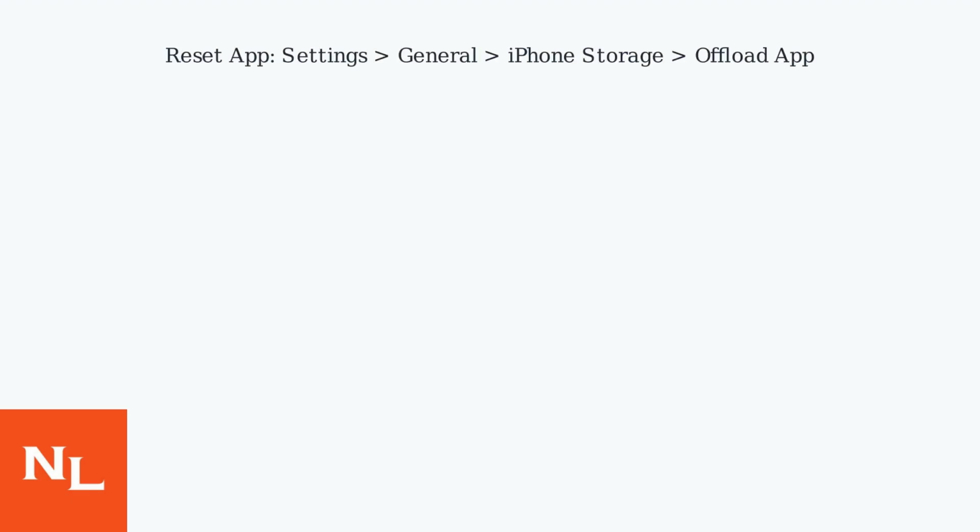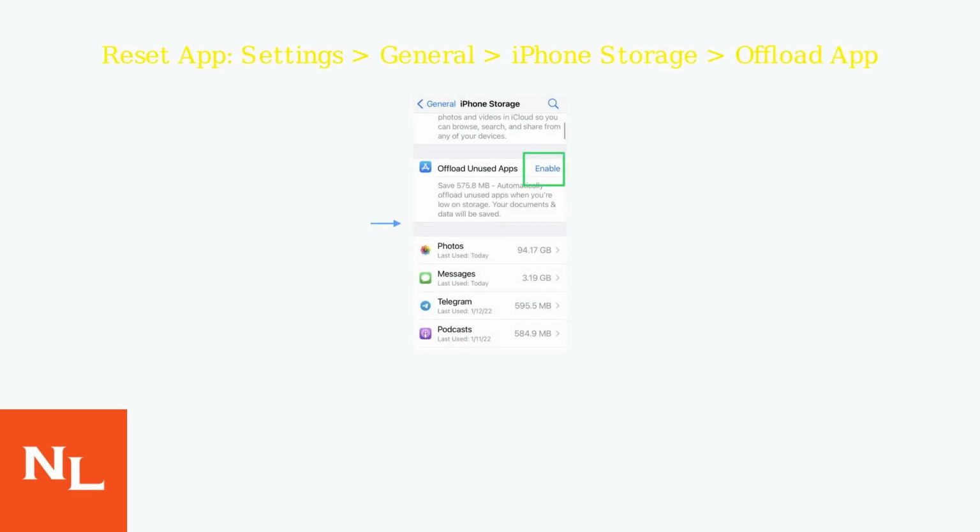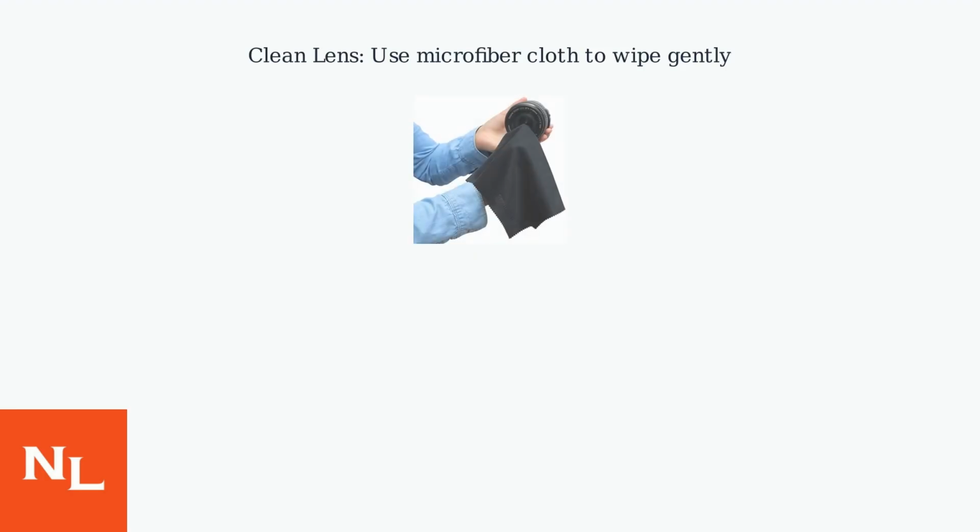For app-specific issues, reset the affected app. Go to Settings, iPhone Storage, and offload the app to clear its data. Finally, ensure the camera lens is clean. Use a microfiber cloth to gently wipe away any dust or smudges from the front camera. If problems persist after these steps, contact Apple support for further diagnostics.